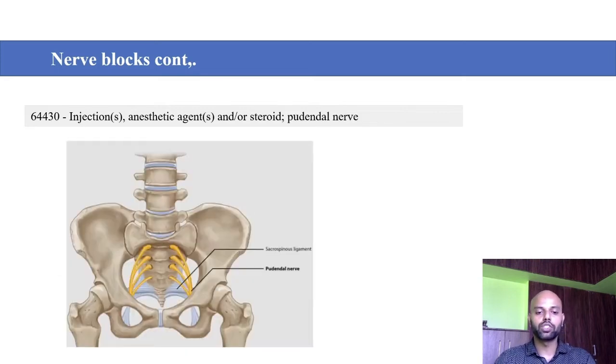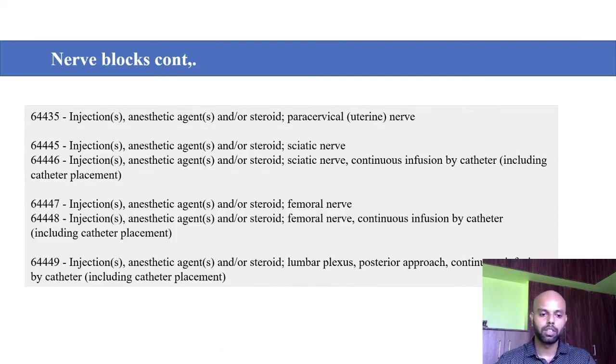64430 is for injections of anesthetic agent or steroid for the pudendal nerve. 64435 is for the paracervical nerve. 64445 is for the sciatic nerve. If the injection is given through a continuous infusion by catheter for the sciatic nerve, use CPT 64446. 64447 is for the femoral nerve. For continuous infusion by catheter for the femoral nerve, use 64448.